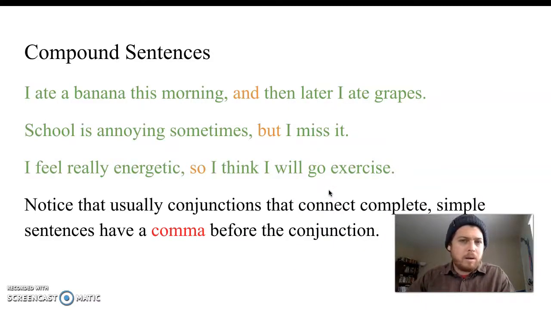Here are some examples of compound sentences. Notice that before each conjunction, fanboy conjunction, we have a comma. This is usually the case. We usually have a comma before a conjunction. Sometimes we do not, but you can, and so it's usually correct to include a comma before a conjunction.